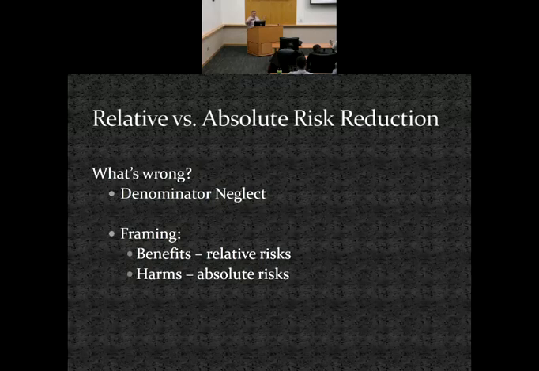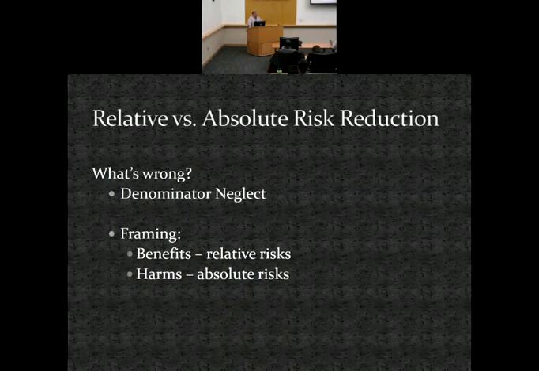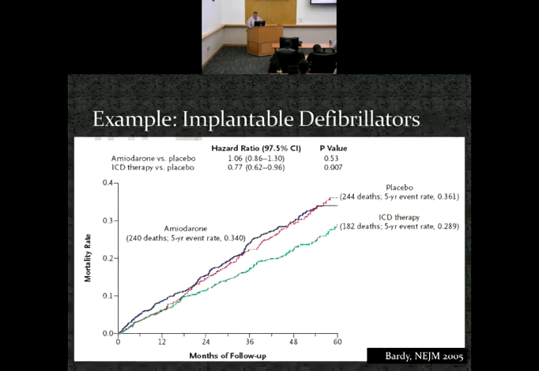A lot of people have pushed the journals to use absolute risk. And if you look at abstracts today, at least in the major journals, you're much more likely to see absolute risks presented. But it's because people don't understand relative risks or they misinterpret them.